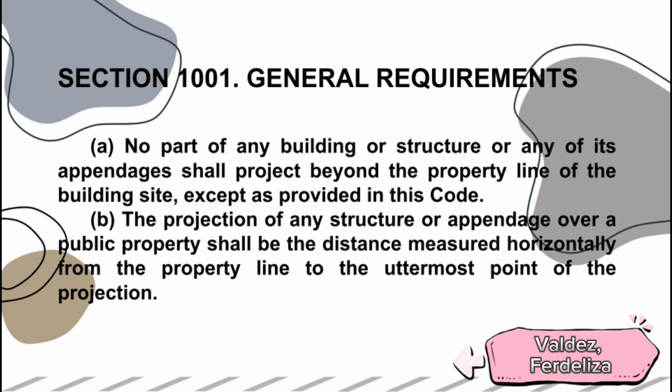So A, no part of any building or structures or any of its appendages should project beyond the property line of the building site except as provided in this code. The projection of any structure or appendage over a public property should be the distance measured horizontally from the property line to the outermost point of the projection.